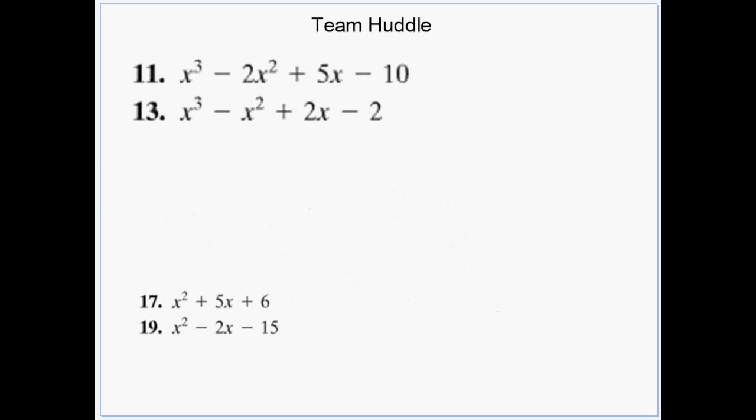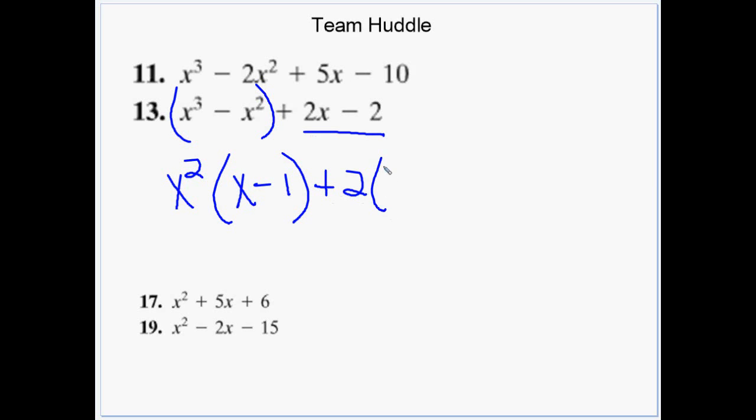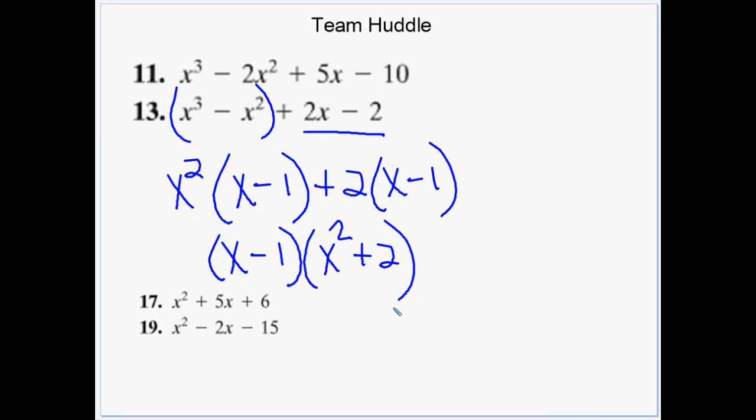All right, number 13 is a little easier, a little smaller numbers. Block off the first 2 and pull out an x squared, leaving x minus 1. And then we have a plus. We can factor a 2 out of there. 2 times quantity x minus 1. So our one factor will be the x minus 1. And then the leftovers are the x squared and the plus 2.